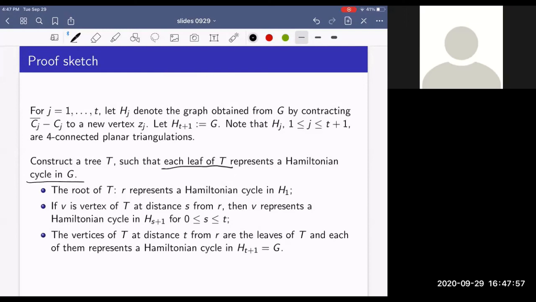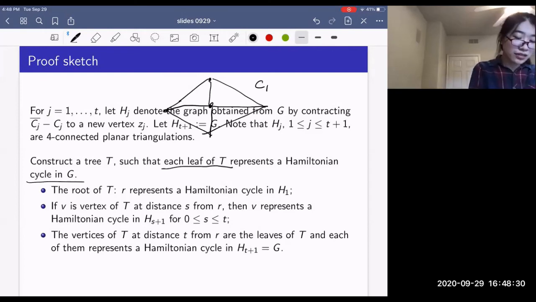So the meaning is that if we let Hg denote the graph obtained from G by contracting, say, G minus... let me just, so actually, this is C1. So first, we contract the interior of C1 to one vertex, and we can find a Hamiltonian cycle in H1. So this is called H1.